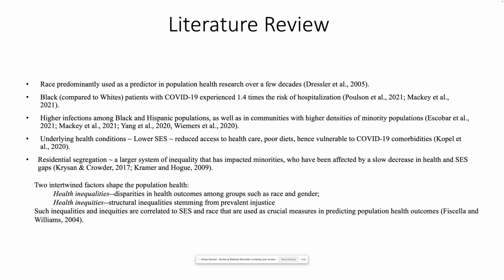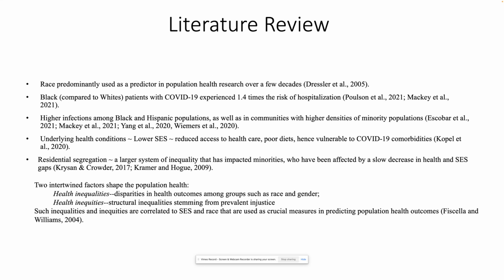So, race is an important predictor because it has been used as a predictor in population health research over the past few decades. So, Black patients with COVID-19, compared to whites, experience 1.4 times the risk of hospitalization, and higher infection among Black and Hispanic populations, as well as communities with higher densities of minority population, have already shown that it has a disproportionate impact on minorities.